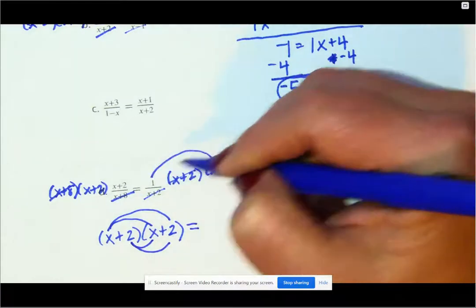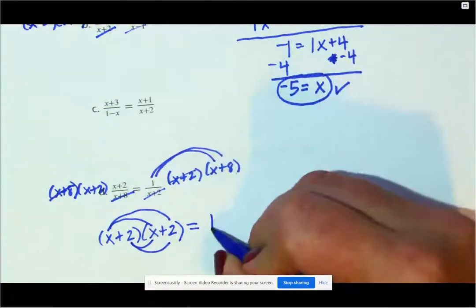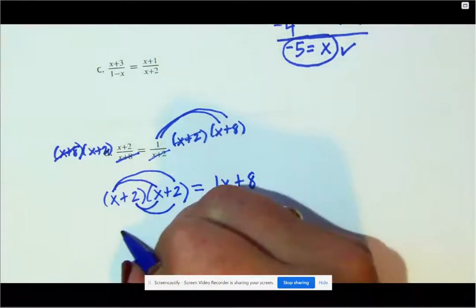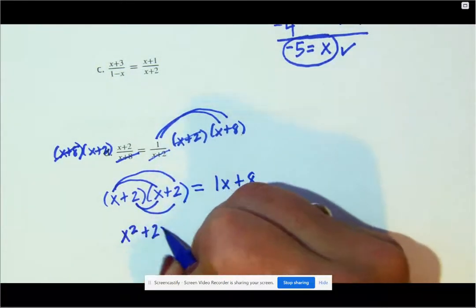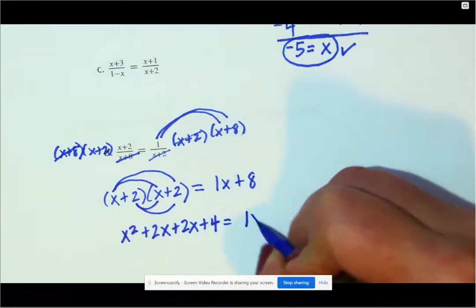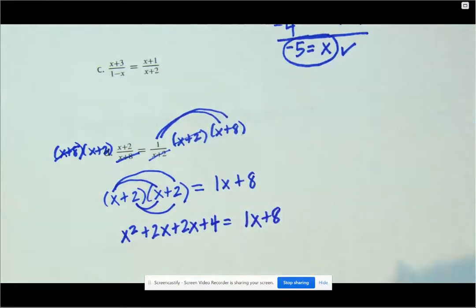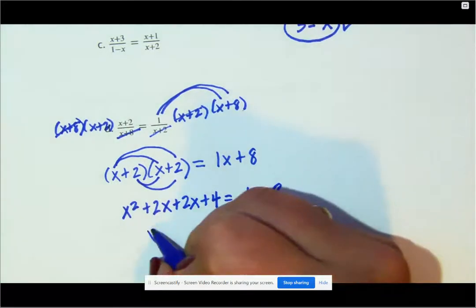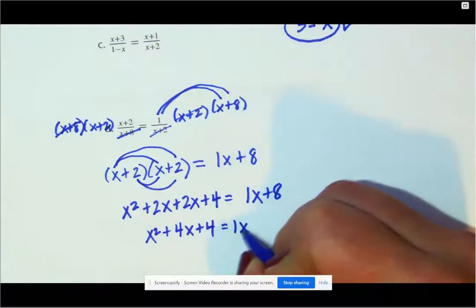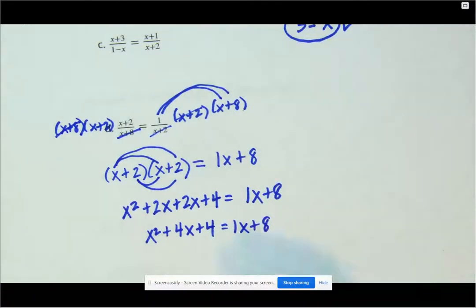Over here, I've just got the nice distributive property, 1 times x plus 8. So on the left-hand side, I get x squared plus 2x plus 2x plus 4 equals 1x plus 8. I'm going to combine my like terms, x squared plus 4x plus 4. Okay, it's a quadratic. I've got x squared and x to the first.